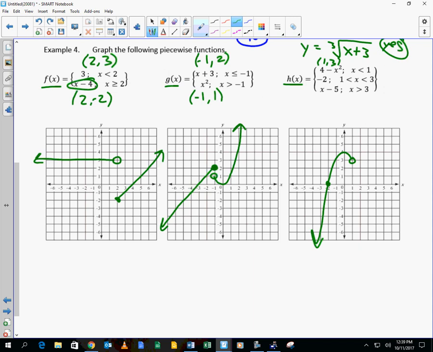Let's go to the middle one. What x value do I plug in? 1. That's where the break happens, at 1. You plug in 1 and you get -2. Open or closed circle? Open circle.